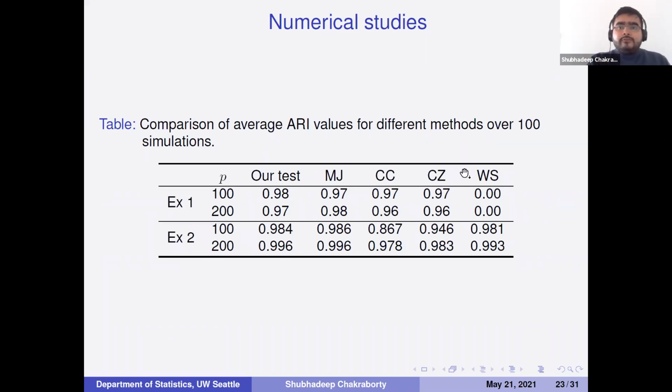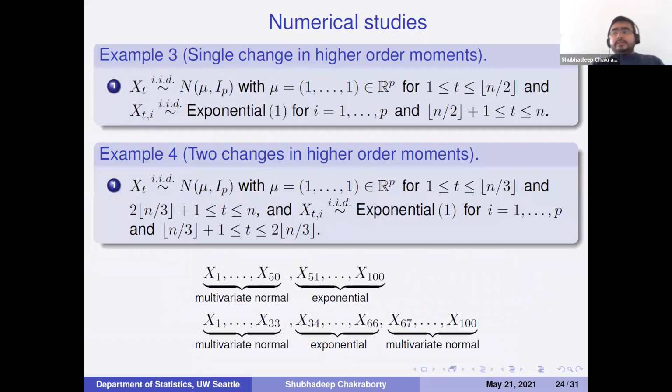We said that the graph-based methods by Chen and Zhang and Chu and Chen are powerful against location alternatives, so it's no wonder that they do well. For Matteson and James's procedure, we said that in high dimensions, all it captures is changes in mean and the variance elements. So again, it's no wonder that Matteson and James's method does well in this case. The real interesting thing comes when we talk about single or multiple changes in higher order moments. We talked about this example before.